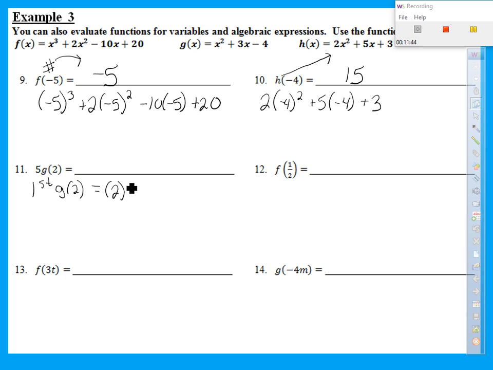So I got parentheses 2 squared plus 3 times 2 minus 4. When I run that through my brain or my calculator, I get 4 plus 6 is 10 minus 4. Looks like this piece of it comes out to be 6. Now, take care of this 5 out here. I'm now going to go 5 times 6, and I'm going to get 30.